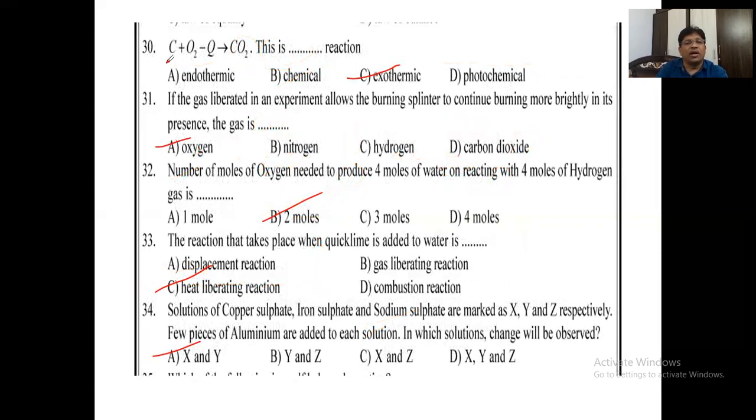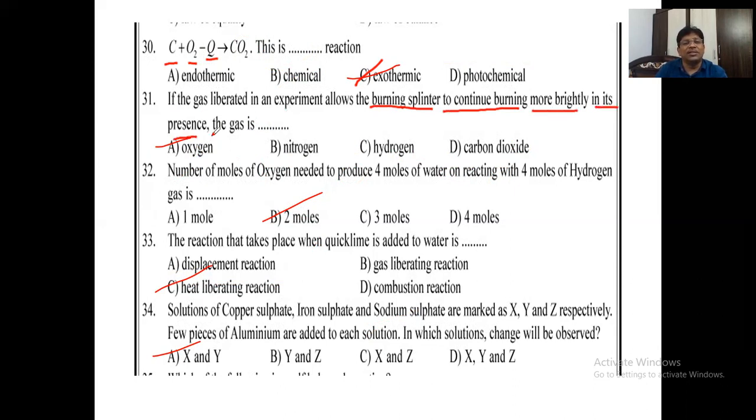Next one, carbon plus O2 minus energy. Okay, reactants minus energy. Reactants minus energy is nothing but reactants are losing energy. Reactants are losing some amount of energy and forming CO2. So when reactants lose energy, that is called exothermic reaction. Exothermic reaction.